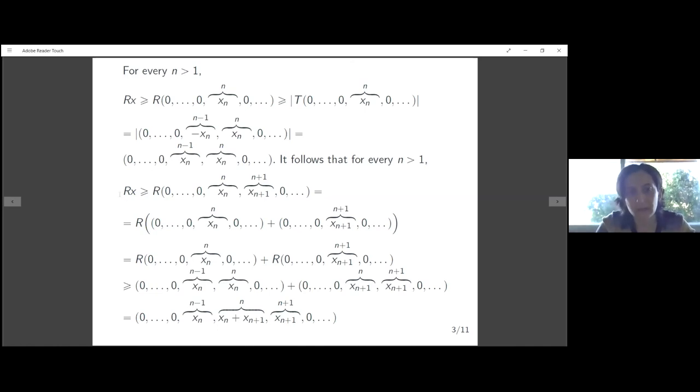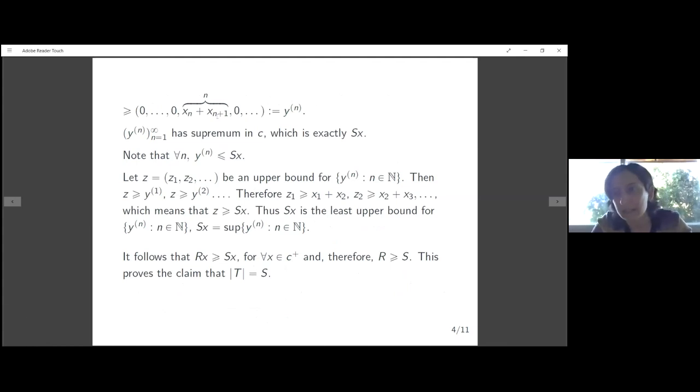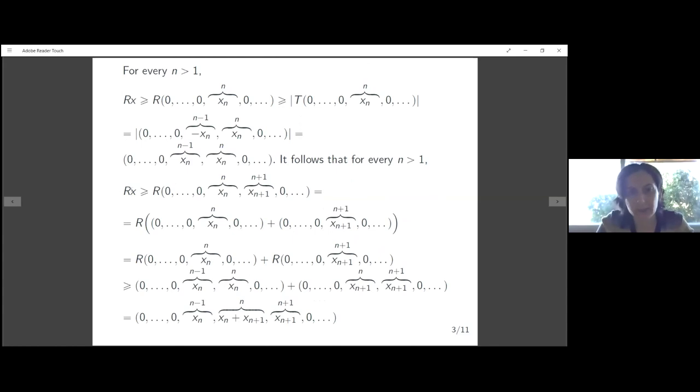So having this in mind, we once again apply a similar technique. Rx is greater than or equal to R applied on the following vector, because again, x is greater than this vector and R is positive. So we introduce this vector as a sum of two vectors, and use linearity of R to get R applied on each of these vectors. And then using this property, which we had above, we can say that Rx is greater than or equal to this vector, where xn is in the n minus 1 and nth positions, plus the vector where xn plus 1 is in the nth and n plus 1 positions. And then we sum those up and also conclude that this is greater than or equal to the following vector, which has xn plus 1 in its nth position. We denote this vector by yn. So what we get is that Rx here is greater than or equal to yn.